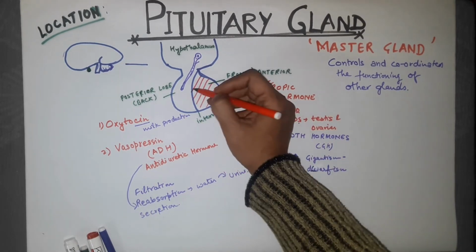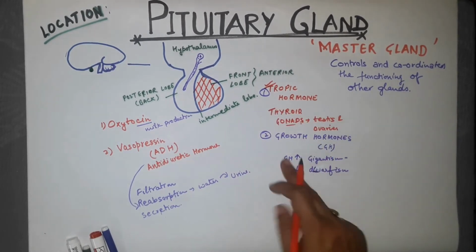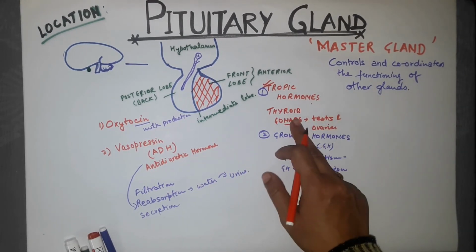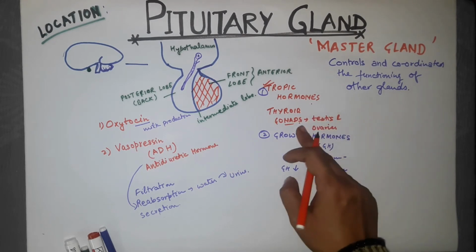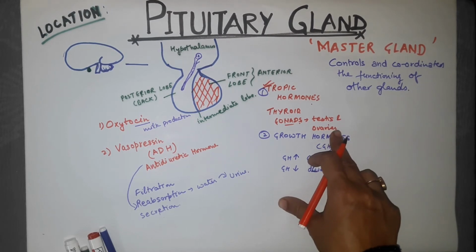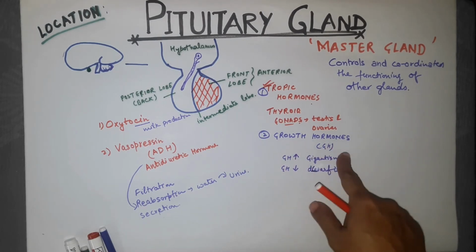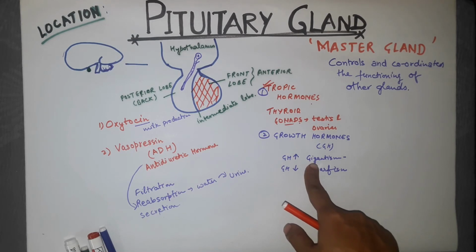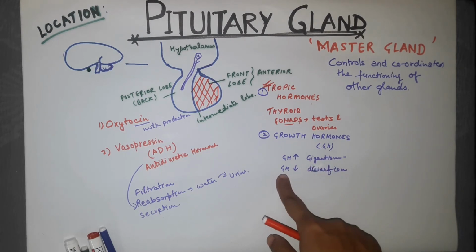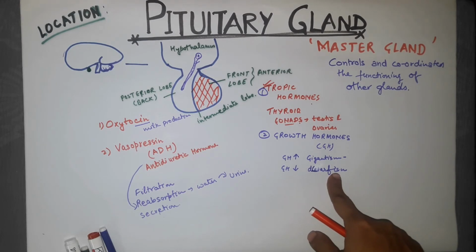Now this front lobe secretes two main hormones: one is the tropic hormone and another is the growth hormone. Tropic hormones control the secretion of the thyroid gland and the gonads, that is the testes and the ovaries. That's why it is very helpful for the functioning of the testes and the ovaries also. The next hormone is the growth hormone. When there is more secretion of growth hormone during the growing years, the child will grow taller and taller, and there will be abnormal growth, whereas when the growth hormone is secreted less, then the child will remain dwarf. The child will remain short.